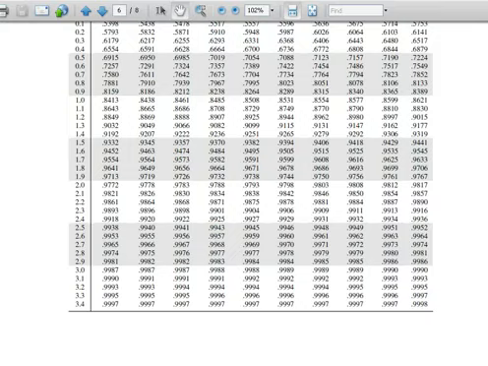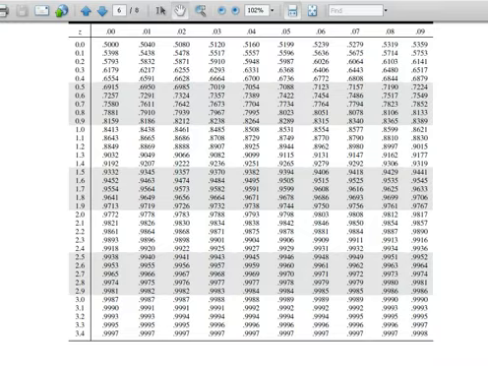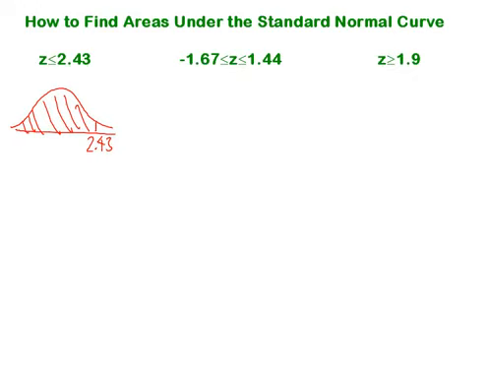So what we're going to do is, on this chart, you're going to go over to 2.4. So we're in this column right here. And on the top, line it up with 0.03. 2.43 is right here, 0.9925. So we could say that 99.25% of the data lies to the left of 2.43.